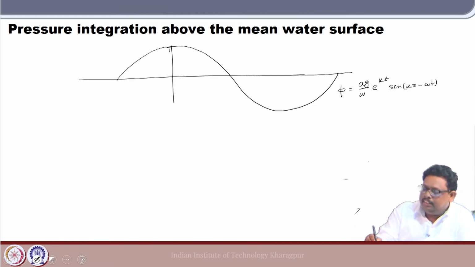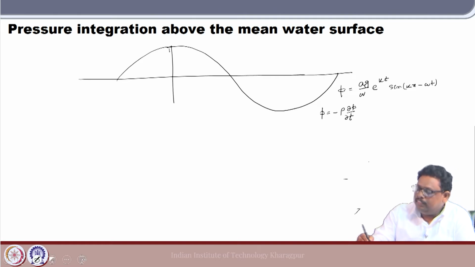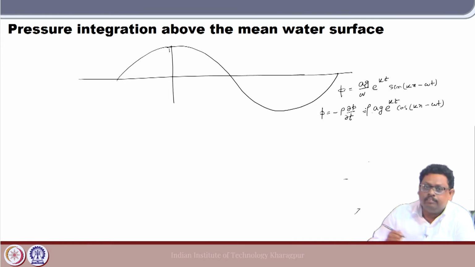Now, pressure P is nothing but minus rho del phi del t. Now, if you do minus rho del phi del t, then omega will cancel out, then it is minus and minus, plus. It should be rho a g e to the power kz into cos(kx minus omega t), right. So, this is my phi.